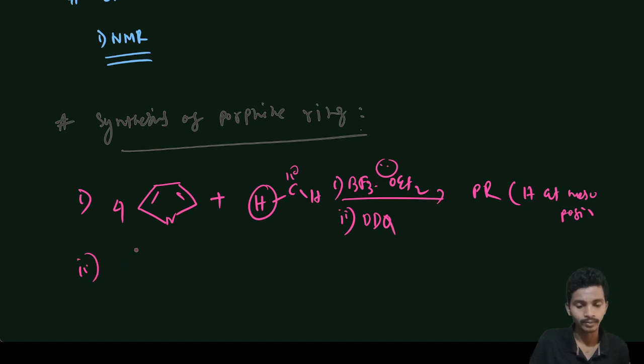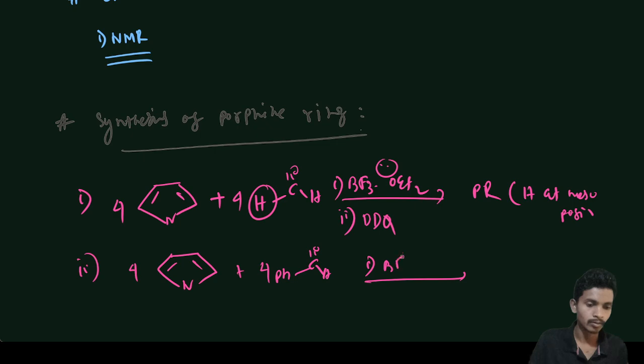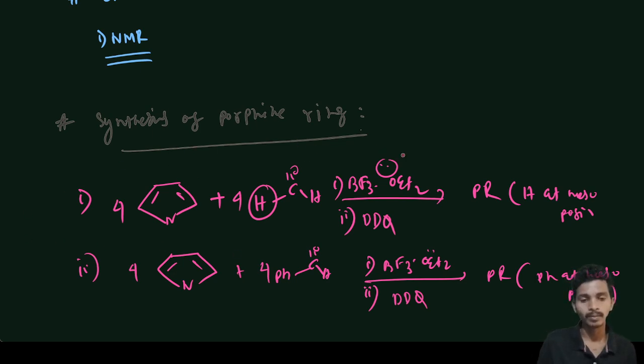Similarly, if I go for the porphine rings, here also 4 pyrrole, plus here if I add a phenyl aldehyde, then the same things, BF3, DDQ, then I will get the porphine ring, but here phenyl at the meso positions. So in this way we can synthesize the porphine ring.